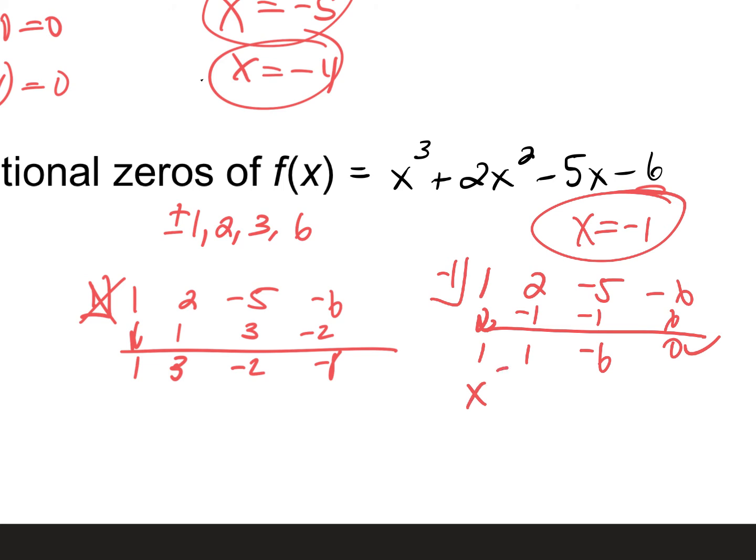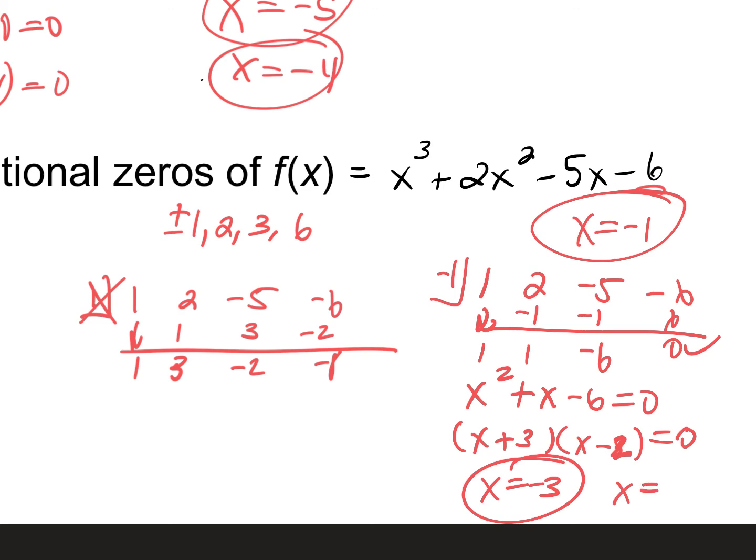So I have x squared plus x minus 6 equals 0. And now we see if this factors. And 90% of the time it will. You don't have to do synthetic division again, which is fantastic. So my factors of 6 that add to give me a positive 1, but multiply to give me negative 6, that's going to be x plus 3 and x minus 2. So my other zeros are at x equals negative 3 and at x equals positive 2.